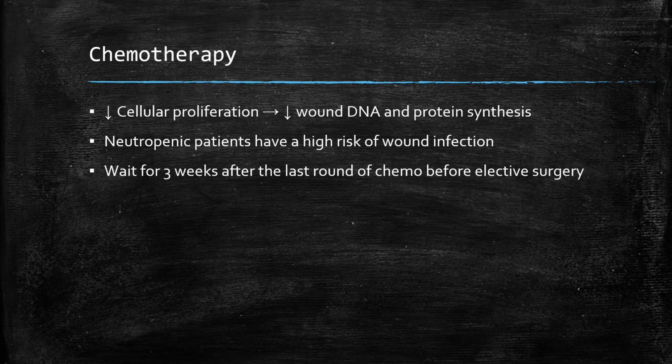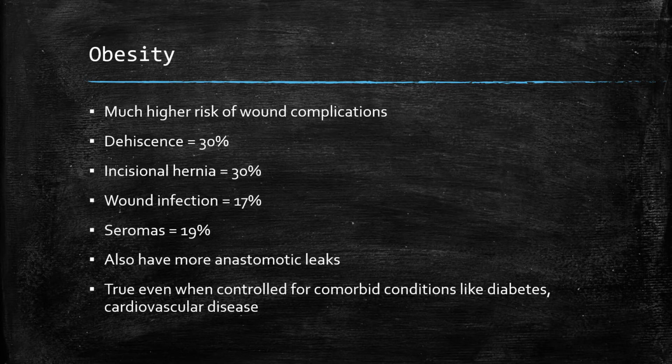Chemotherapy impairs DNA synthesis and replication, and it affects rapidly dividing cells the most. This will have a great effect on our healing wound, since cell turnover and protein synthesis is so high. In addition, if the patient is neutropenic, they have a higher risk of wound infection. And so ideally, we'll wait for at least 3 weeks after the last round of chemotherapy before proceeding with elective surgery.